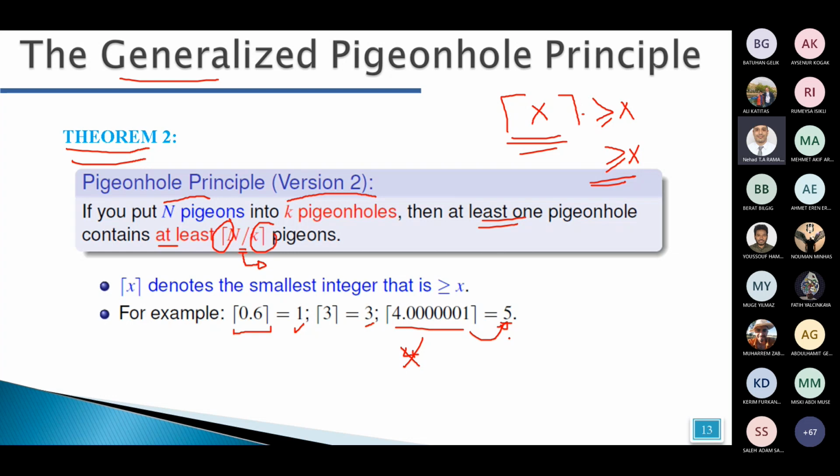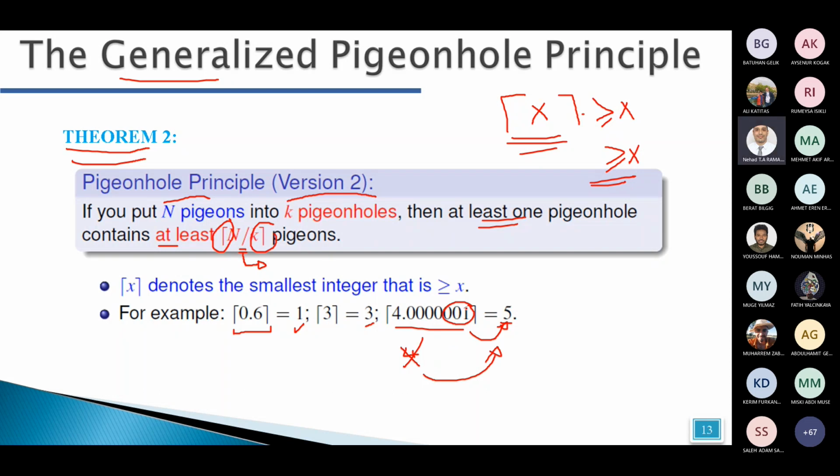Why? Because we cannot say we have, for humans or for pigeons, 0.001. And if you said 4 only, if you round it down to 4, then you lose the fraction here. So you have to say it's 5.